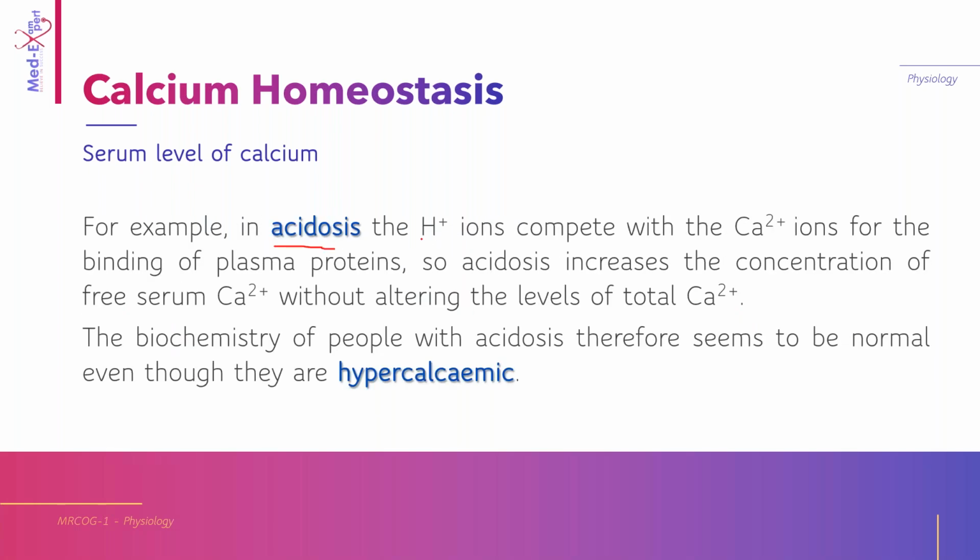In acidosis, for example, the hydrogen ions will compete with the calcium ions for the binding of plasma proteins. So acidosis will increase the concentration of free serum calcium without altering the levels of the total calcium. So the biochemistry of people with acidosis therefore seems to be normal, even though they are hypercalcemic, because the active form, the free or ionized form, is increased.